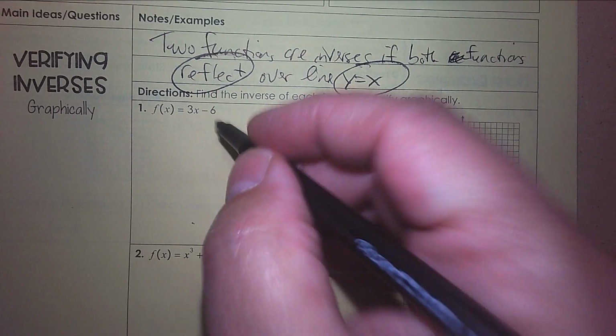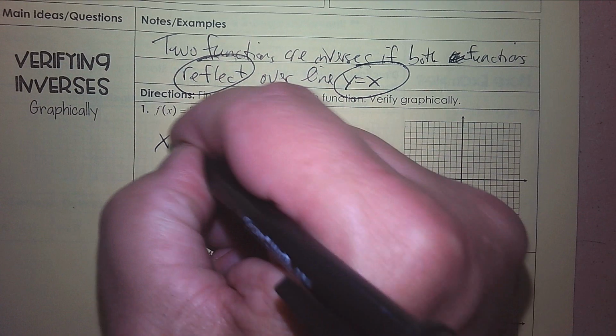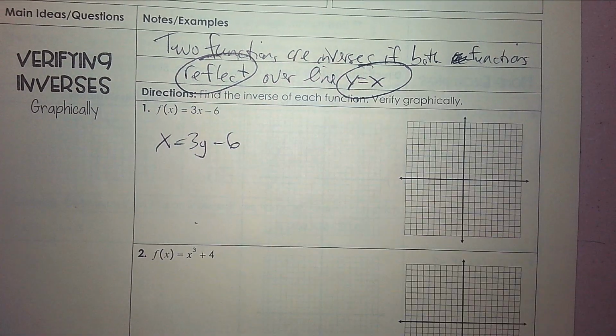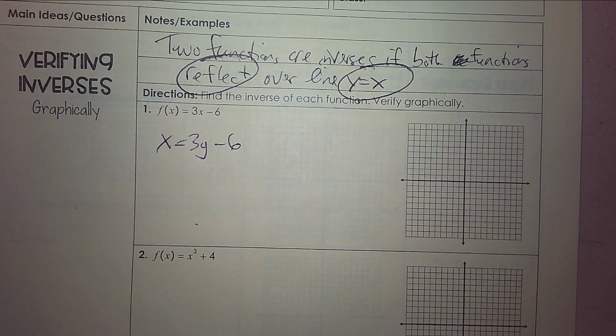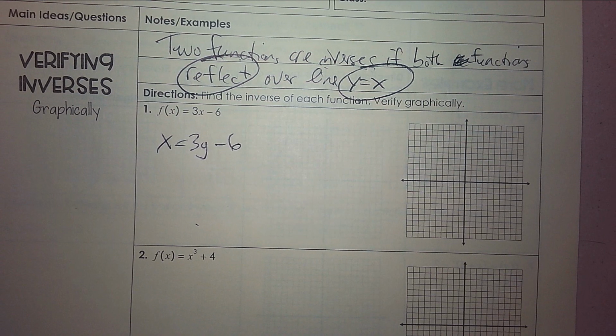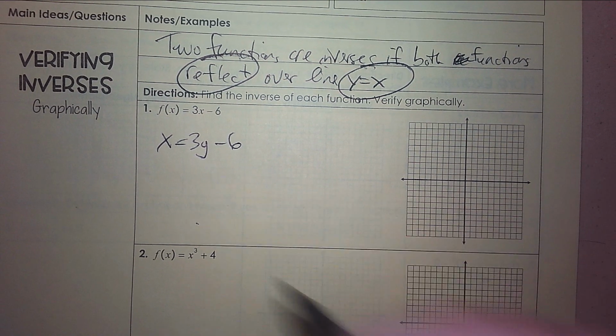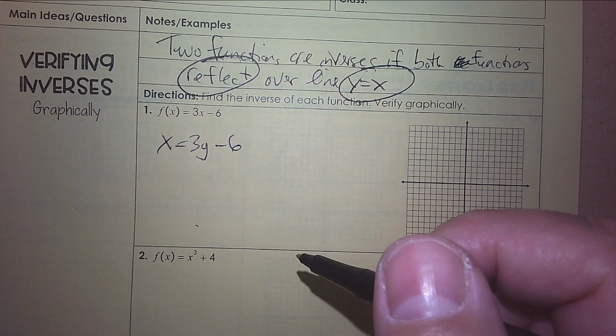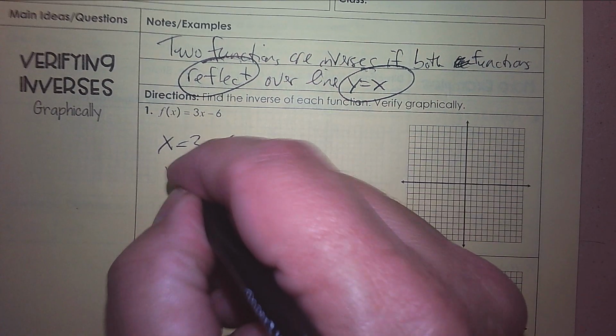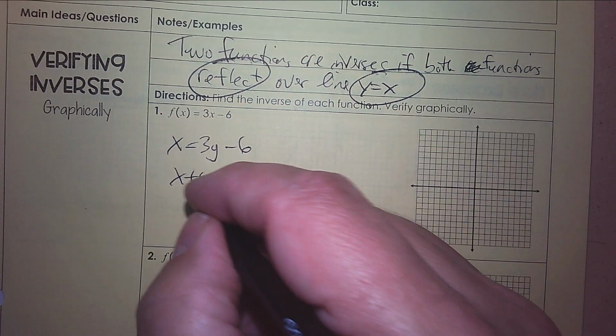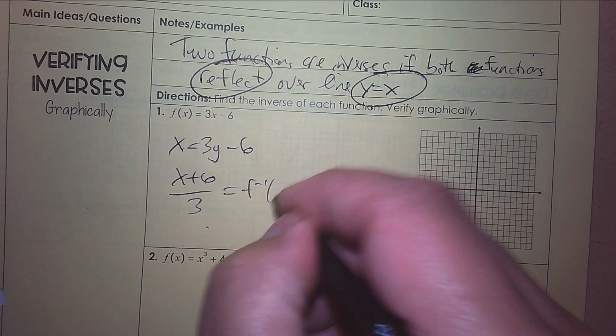So does a line have an inverse? Yes. How do I find the inverse? X equals 3y subtract 6. Davian, what would I do to get y by itself? Add 6 to both sides. And then what would you do? Divide by 3. You already found the inverse. You see how simple that can be, right?